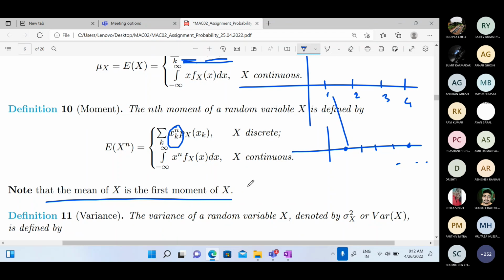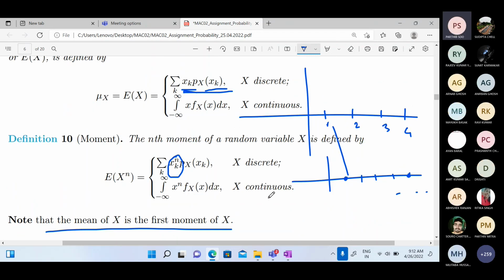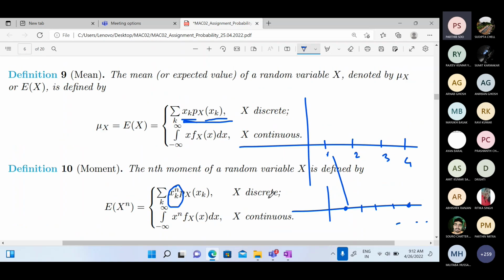Sir, in the definition of mean, it is given that E of X equals summation over k of x_k p_k of x_k. So you have told that divided by 1. Can you explain it once again? Sorry for disturbing you. No, no. So what is your question? You should ask. Sir, the mean formula for a discrete variable, I got it. But you told that it is divided by 1. So how is it divided by 1?